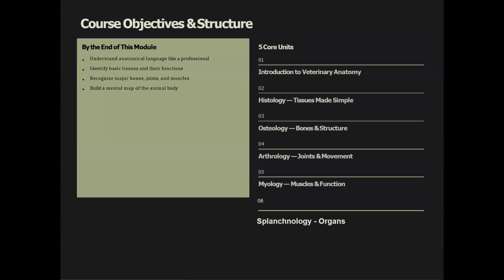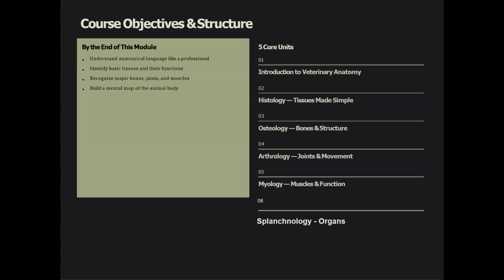Now, these are the course objectives. By the end of this module, you should be able to understand anatomical language like a professional, identify basic tissues and their functions, recognize major bones, joints, and muscles, and build a mental map of the animal body. Now, these are the core 6 units that we'll be going through.